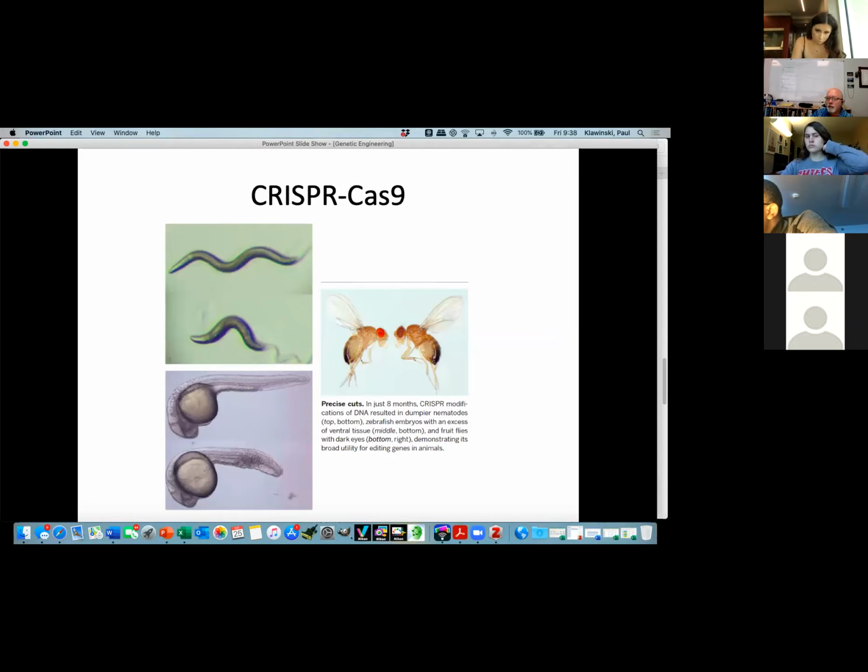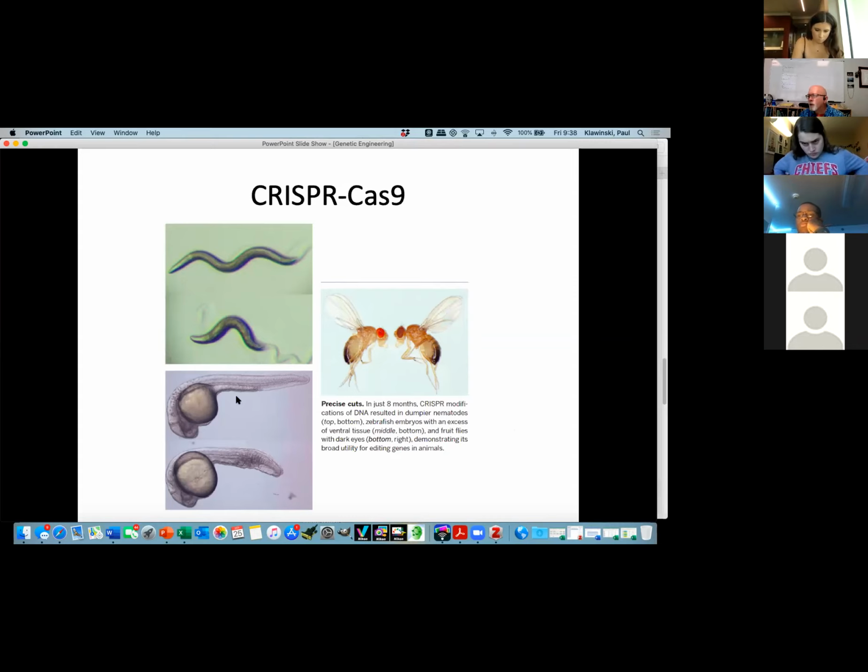CRISPR-Cas9 has been used a lot in experimental organisms. One organism that is used a lot in genetic labs, as a matter of fact, Dr. Reynolds here in the biology department uses nematode worms, and you can use CRISPR-Cas9 to alter the phenotype of nematode worms. It's been used to alter the genotype and phenotype of fruit flies.